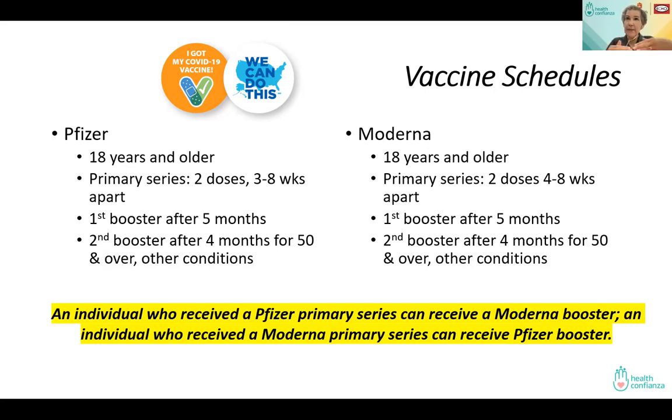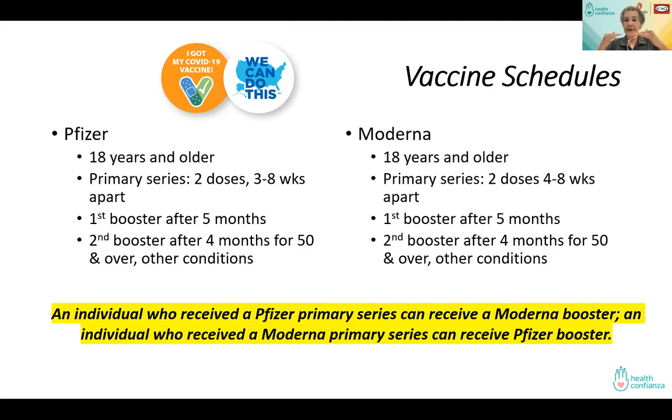If a person in the community is 18 years and older, that primary series of 2 doses, that's what we call a primary series, the 2 doses. Pfizer was 3 to 8 weeks apart. Moderna was different. It was at least 4 weeks apart. Then the boosters started coming in.